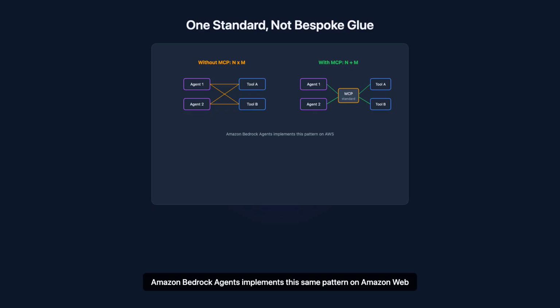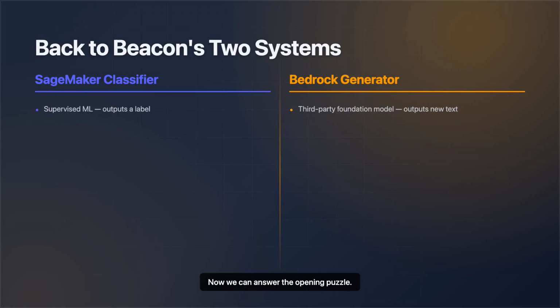Amazon Bedrock Agents implements the same pattern on Amazon Web Services, giving agents structured access to APIs and data stores. And one clarification the exam likes: MCP is an open standard, not an Amazon Web Services invention, and not a model itself. Now we can answer the opening puzzle.